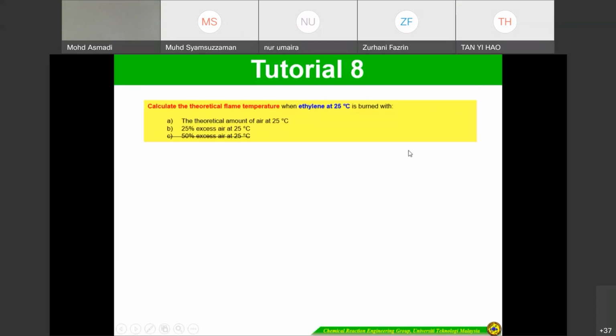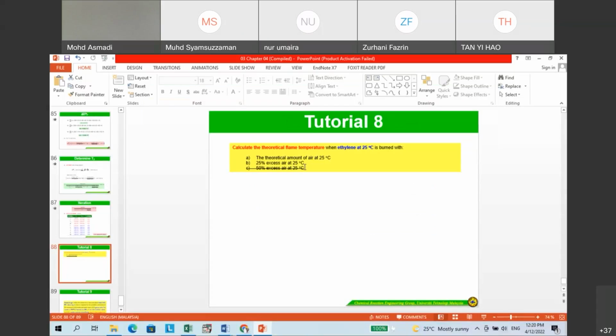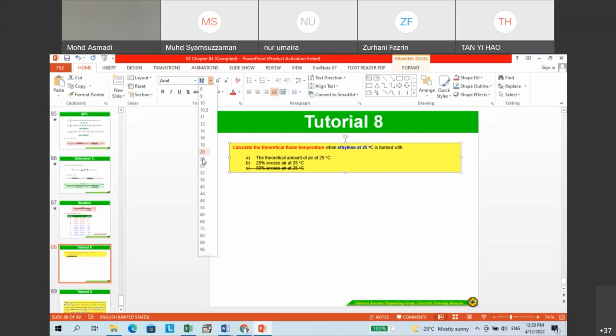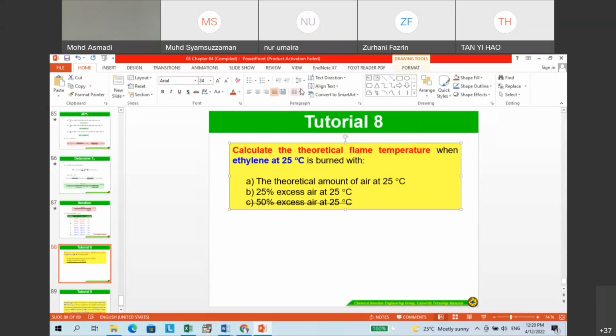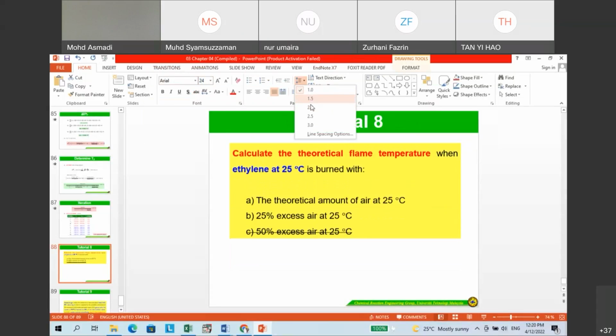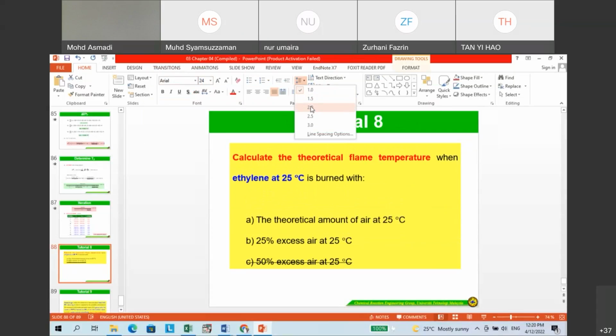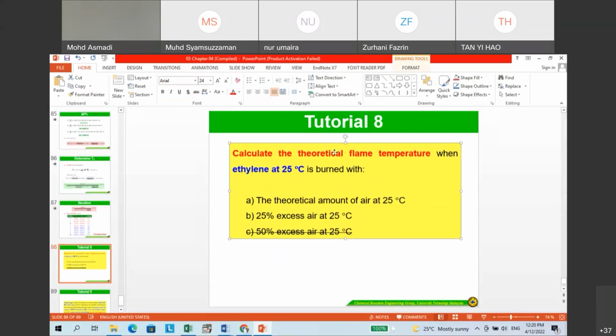Okay, I want you to do this one first. I will explain a little bit. I think all of you have my lecture note, right? So please do this one first. I will explain a little bit, and then in the next class, during 1 hour of class, I will explain tutorial 8 and also tutorial 9.